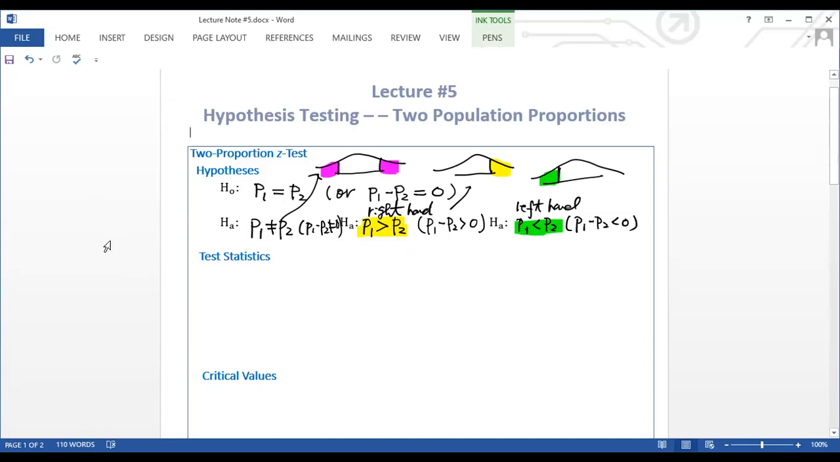The test statistic we use is Z equal to, since right now we have two populations, P1 hat minus P2 hat, and then minus 0, I'm not writing it, so just P1 hat minus P2 hat. Then the denominator, we call this the SE. That's why we say it is SE pool.